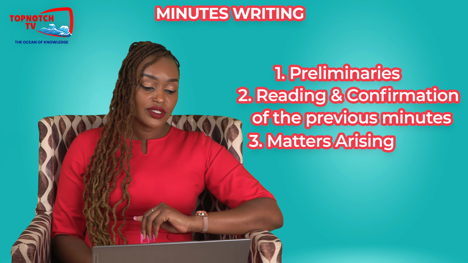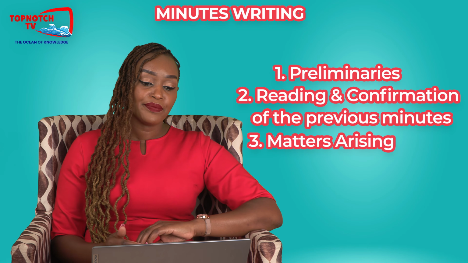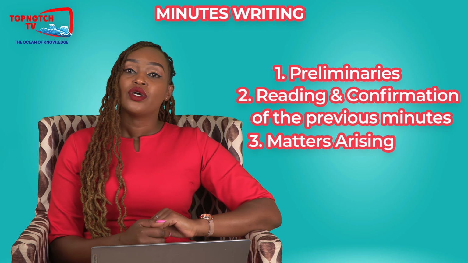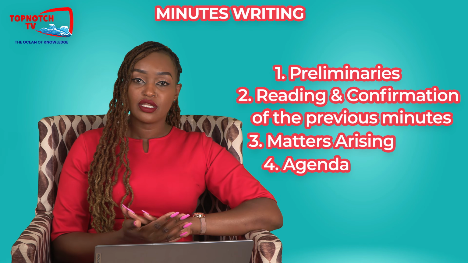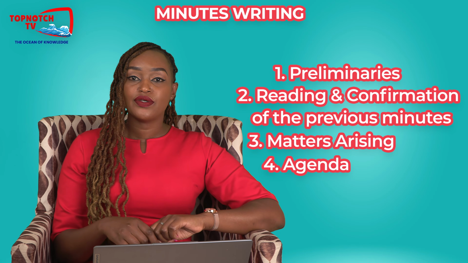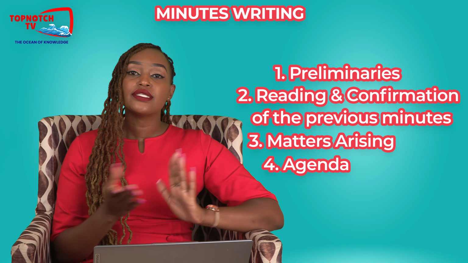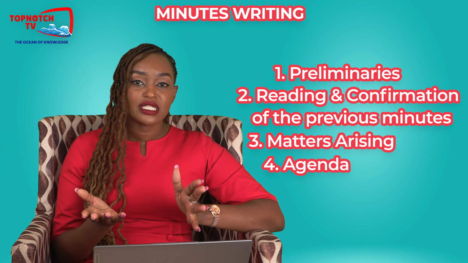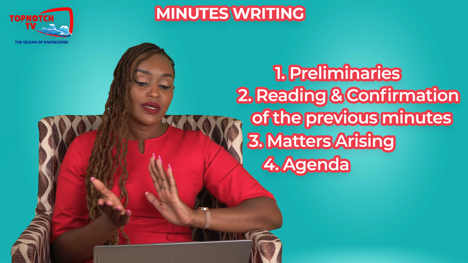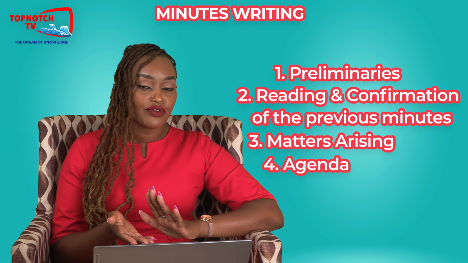Now, the next thing, once you're done with matters arising, we go to the next item, and that is the agenda. The agenda, these are the issues that will be discussed in the meeting. So in this case, we can use an academic setup whereby in a school, what do you discuss mostly if you're having a meeting? You will have issues to do with performance, academic performance.